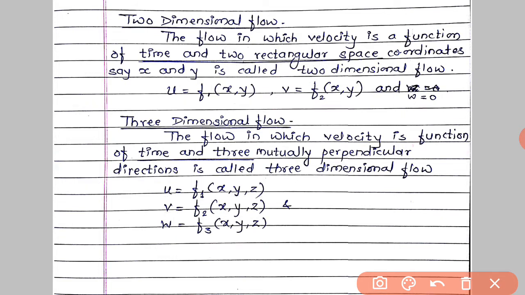So in this lecture we have seen fluid kinematics, then two methods of describing fluid motion, that is the Lagrangian method and Eulerian method, and then we have seen different types of fluid flows, that is steady flow and unsteady flow, then uniform flow and non-uniform flow, then laminar flow and turbulent flow, then compressible flow and incompressible flow, rotational flow and irrotational flow, and the last one is one dimensional, two dimensional and three dimensional flow.